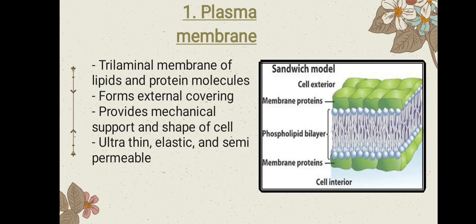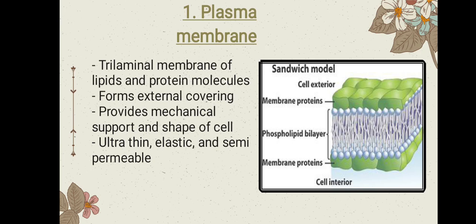The plasma membrane is an ultra thin, elastic and semi-permeable structure which encloses various structures and the cell organelles too. As it is semi-permeable, it allows only a few particles or molecules to enter through it, like the molecule of protein, etc. It is the trilaminar membrane. It has three layers which contain lipids and protein molecules.